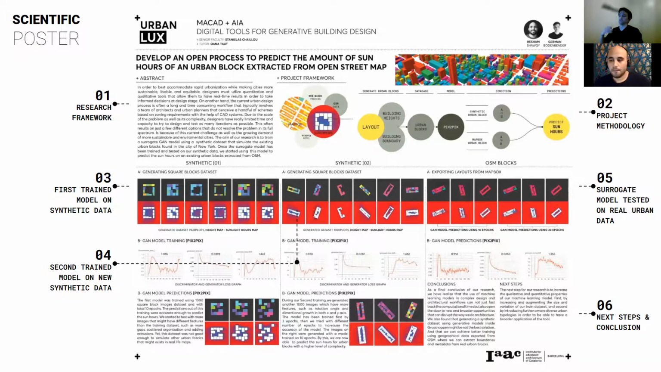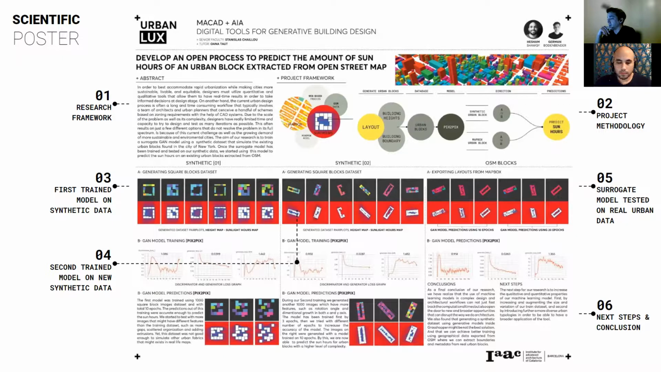So then what we have done is compile all this information into a scientific poster that goes all the way from the concept, 01, the research and framework, where we portray the idea and the project intentions. Then 02, we talk about the project methodology and the process we have taken. Then 03 is where we explain our very first trained model using the synthetic data, the different approaches we have taken, and the results. Then on the middle column, 04, we do a second attempt with a new data set generated with more parameters and variance in the data, also with really good results.